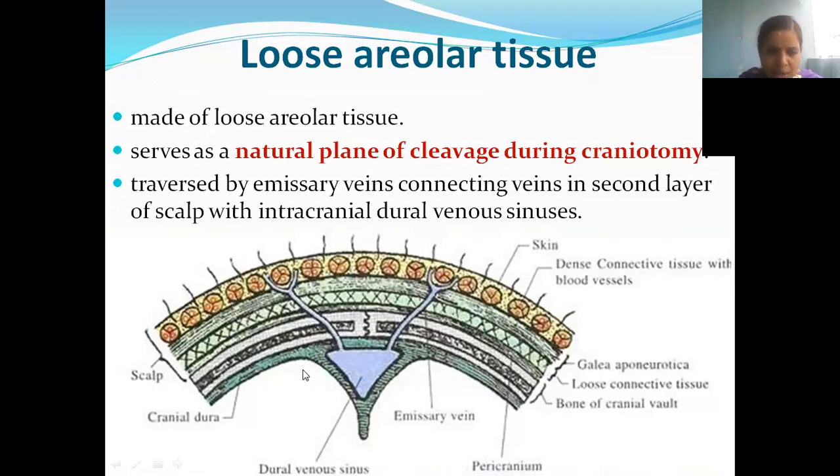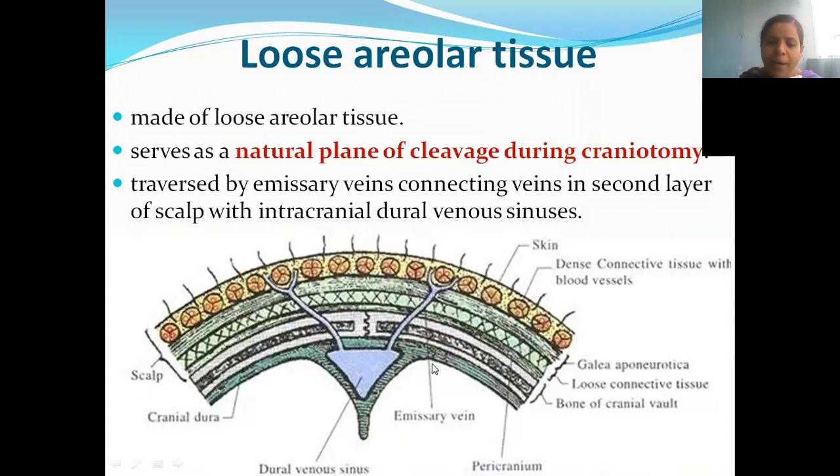So if you observe, I told you these are the five layers: skin, then the connective tissue, then the galea aponeurotica, then loose areolar tissue and pericranium. Below the pericranium we have skull bone, and below skull bone we have the meninges covering the brain. What are the meninges covering the brain? We have dura mater, arachnoid mater, and pia mater.